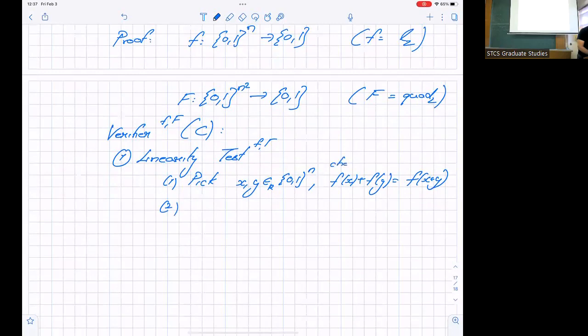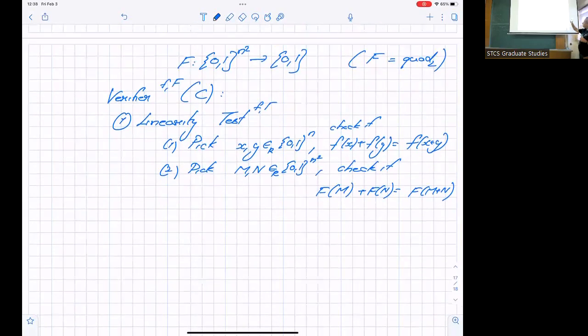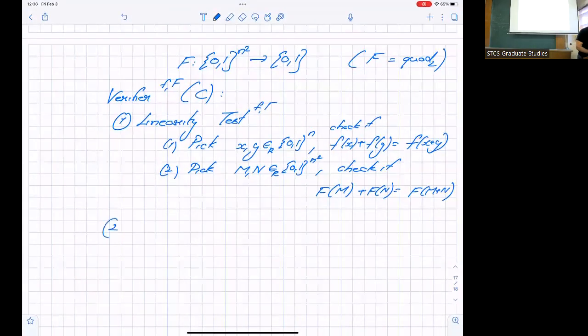And check this: pick m and n random from 0,1 to the n squared and check if capital F of m plus capital F of n equals capital F of m plus n. That's the linear part. At the end of this, it knows that the tables f and capital F are linear functions. Then it's going to run the quadratic correlation test.